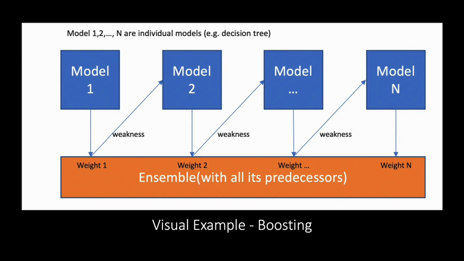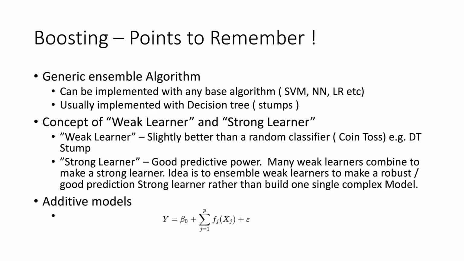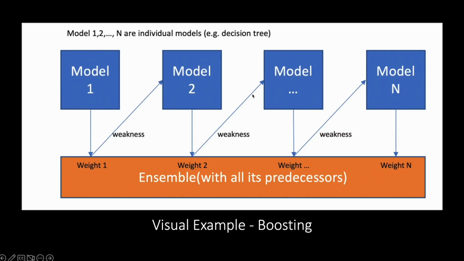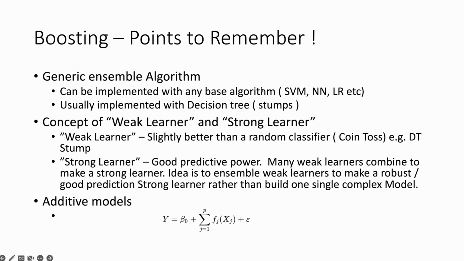Okay, clear? Now, there are a few concepts which we need to know before we deep dive into the boosting techniques. So what are the important points? The first one is it's a generic ensemble algorithm. Like bagging, this is also general, so it can be implemented with any base estimator. And what is the base estimator or the base model? These are my base models, model 1, model 2, model 3. These can be anything: SVM, neural network, logistic regression. It doesn't have to be a decision tree in particular. But it is usually implemented with decision trees, and decision tree stumps in particular.